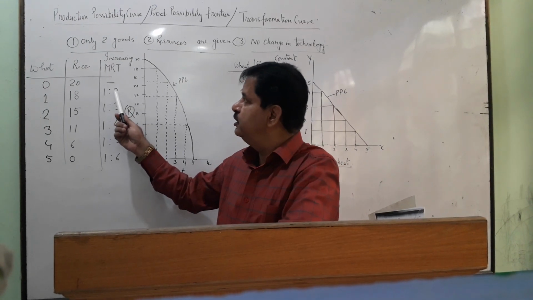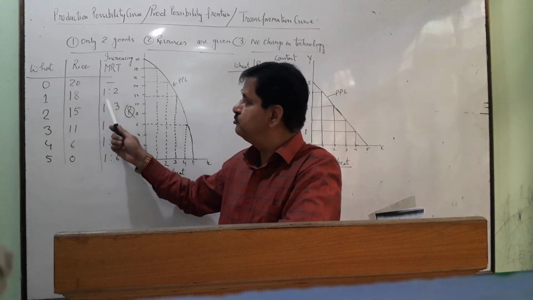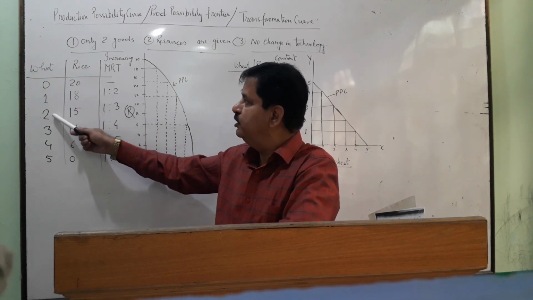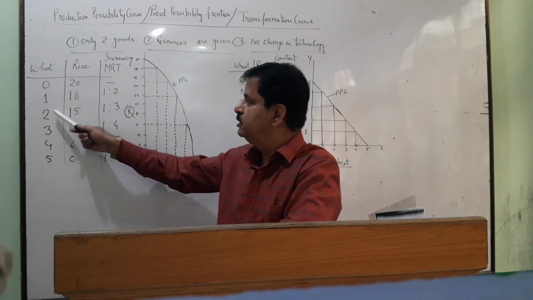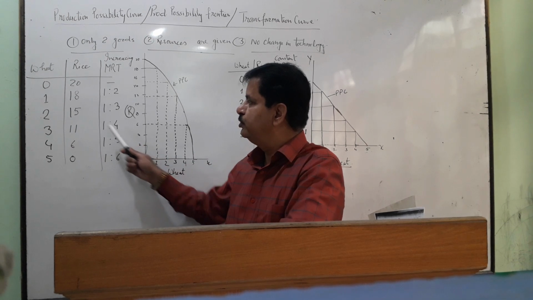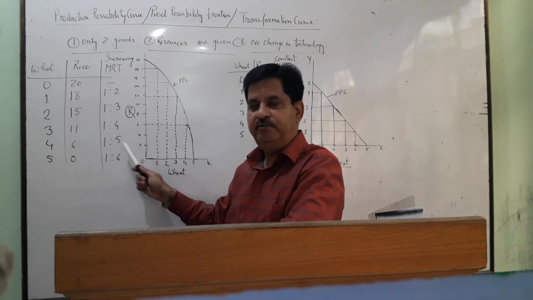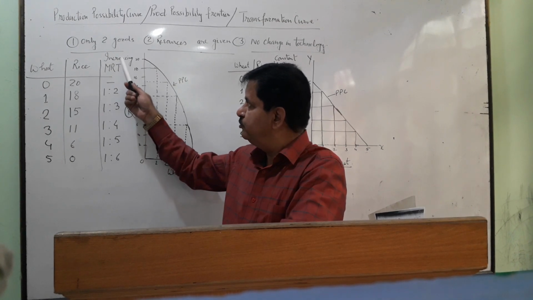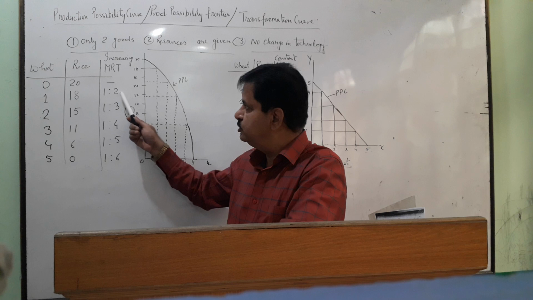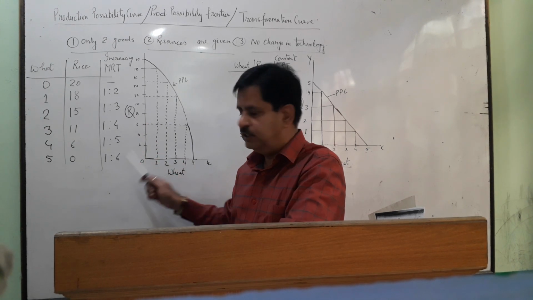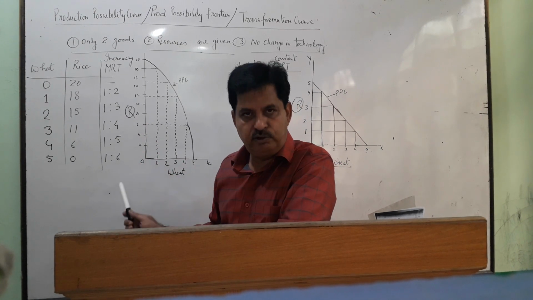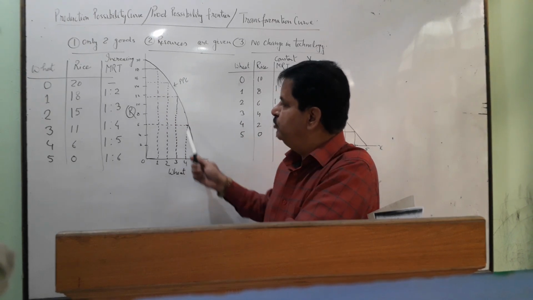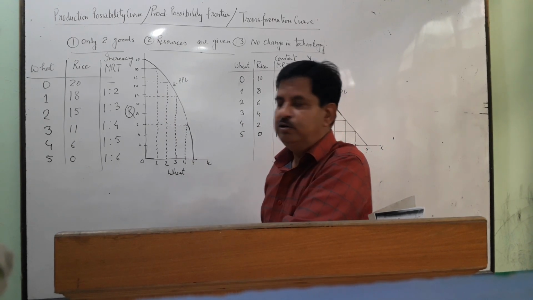So we see here the marginal rate of transformation: 1 for 2, again 1 for 3, 1 for 4, 1 for 5, 1 for 6. We see that the marginal rate of transformation is increasing: 2, 3, 4, 5, 6. Due to this only, we see that the production possibility curve will be concave to the origin.